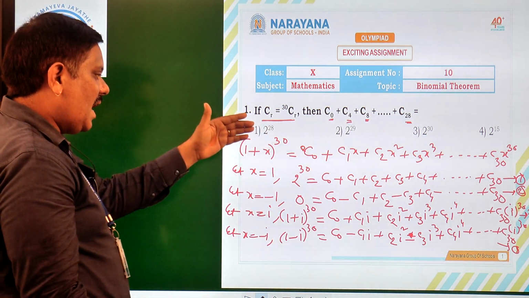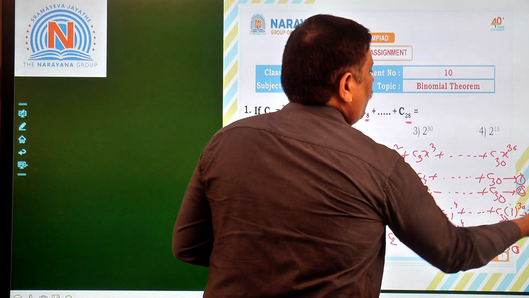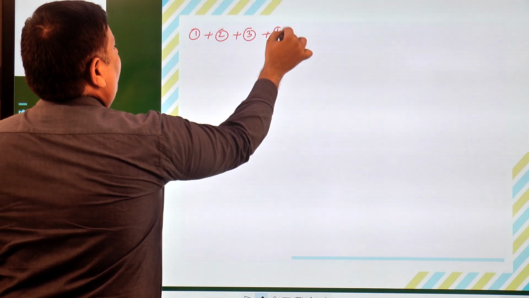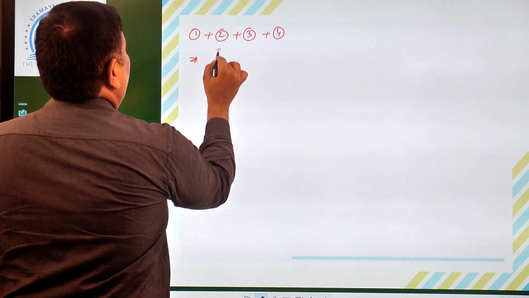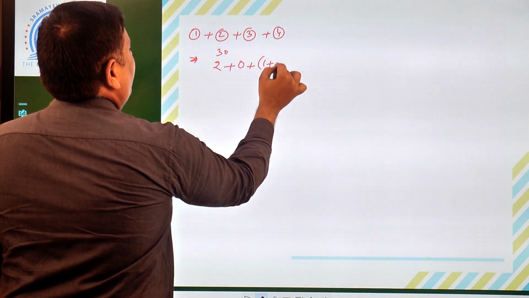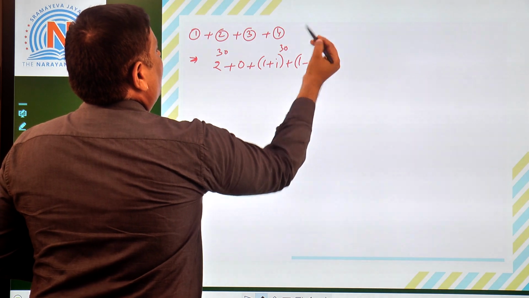Now what to do? Add up all these 4 conditions. If you add up all these 4 conditions, condition 1 plus condition 2 plus condition 3 plus condition 4, what are we going to have? On the LHS part, I have 2 to the power of 30 plus 0 plus (1 plus i) whole power 30 plus (1 minus i) whole power 30. That is my LHS part.